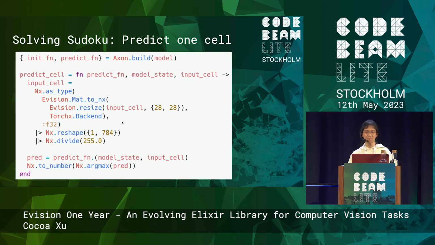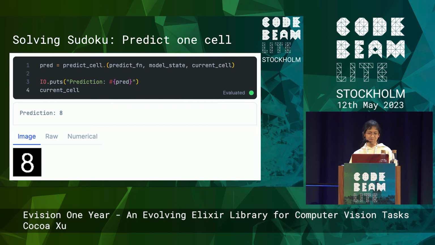We call Evision to build this predict function, and then we can pass the input cell to the predict function along with the model state, which is the trained model with those parameters. And of course, we need to resize those input cells to the size we need, which is 28 by 28, which is the same as the MNIST one.